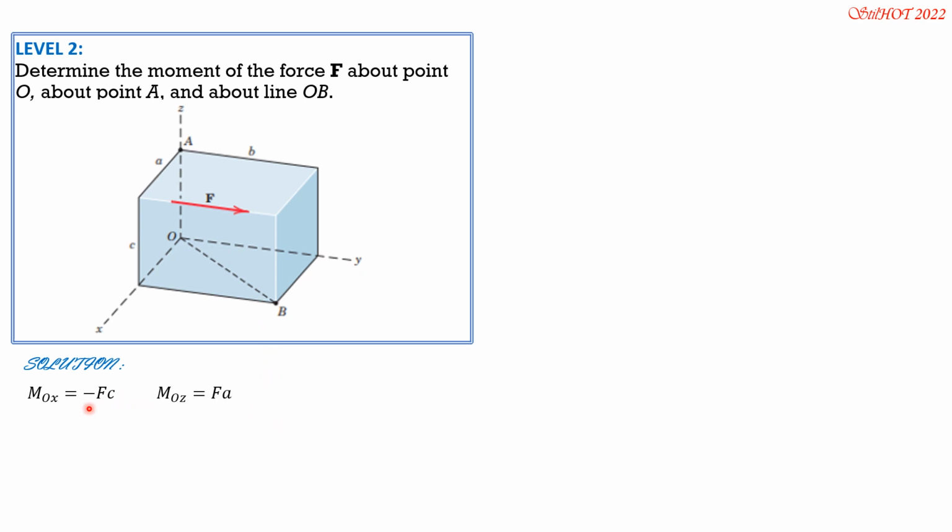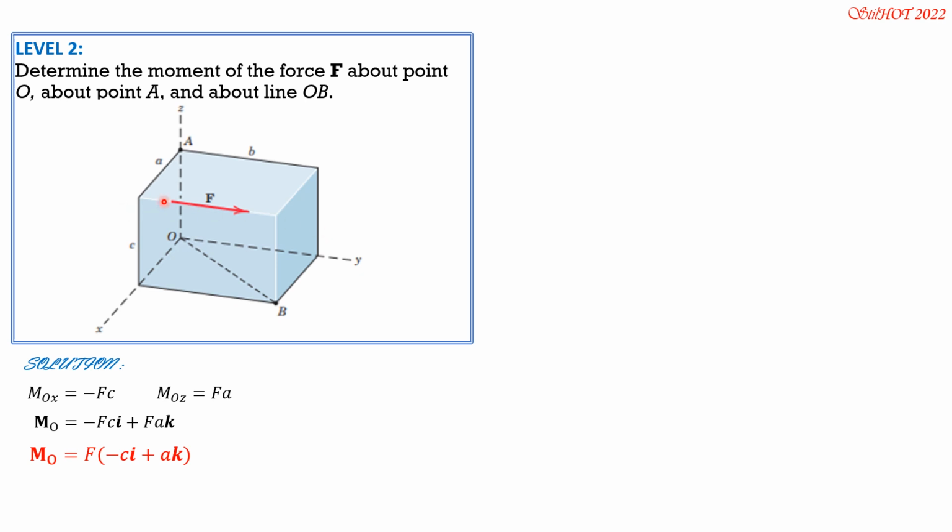Therefore, in vector form, although this is scalar approach, it is negative FCI plus FAK. MO is negative FCI plus FAK. If we factor out F, then that is F times negative CI plus AK. Moment about point A. This is point A. So this is AX, but the line of action of F passes through AX. So moment about AX is 0.